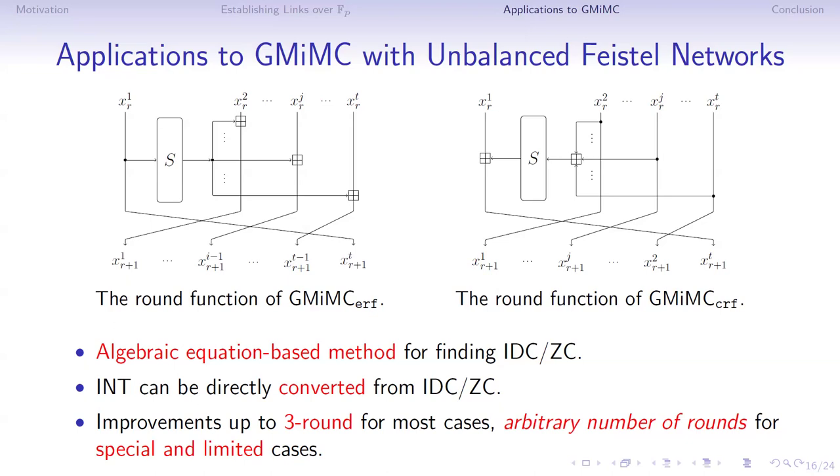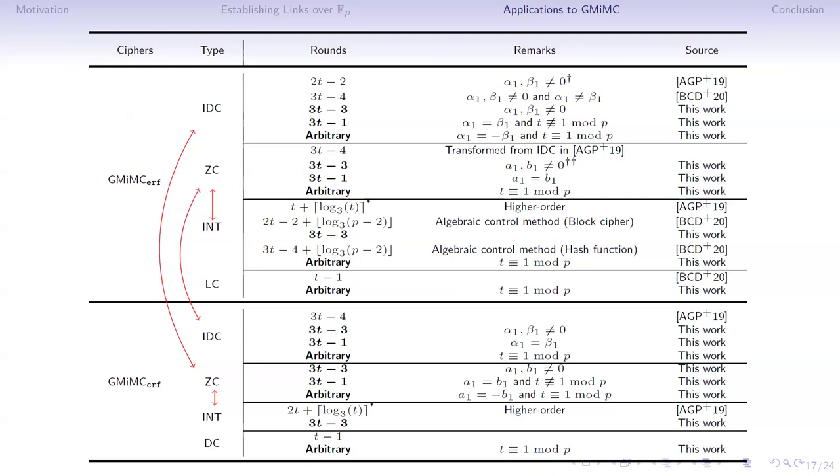So we first adopt the algebraic equation-based method to find the IDC and the ZC. Then we use the step links to convert and obtain the IND directly from the IDC or ZC. We get improvements of up to three rounds for most cases, and an arbitrary number of rounds for some special and limited cases. This is the result we have on the GMMC expanding and compressing round functions.